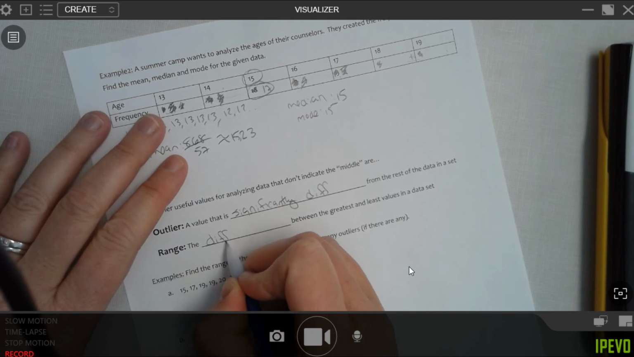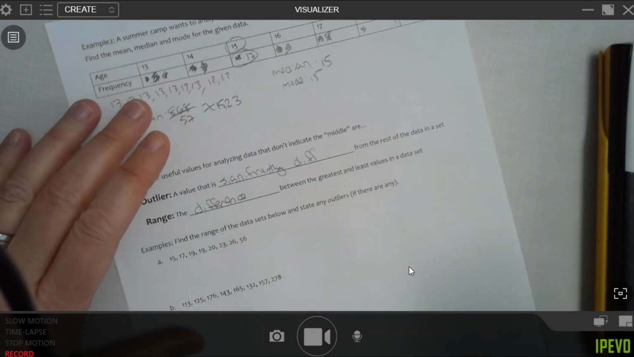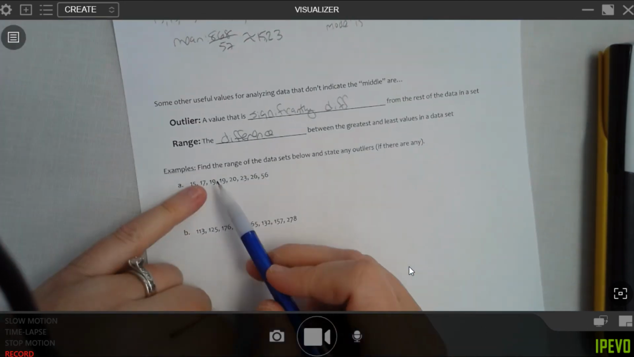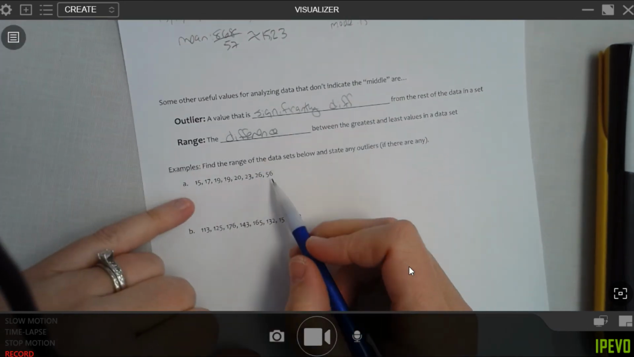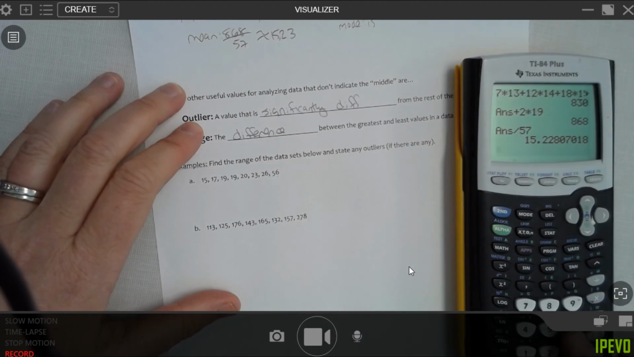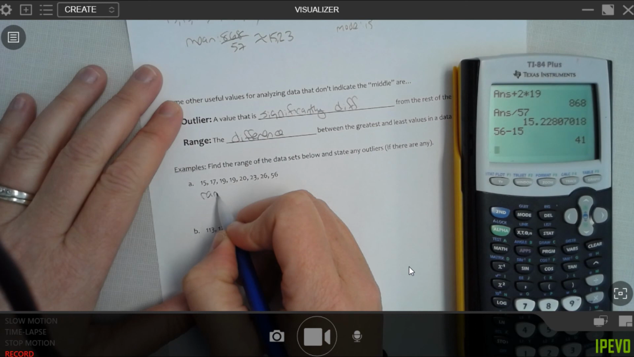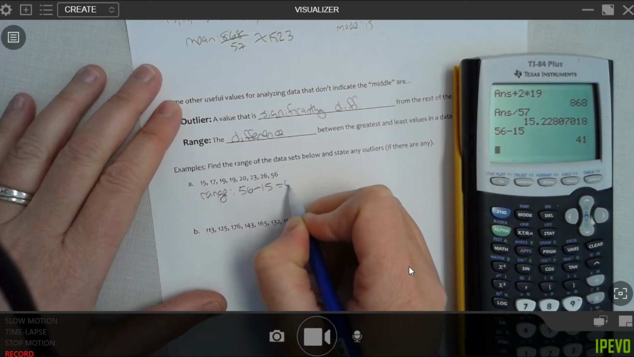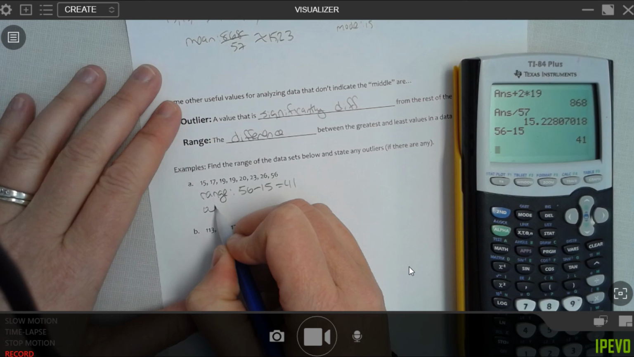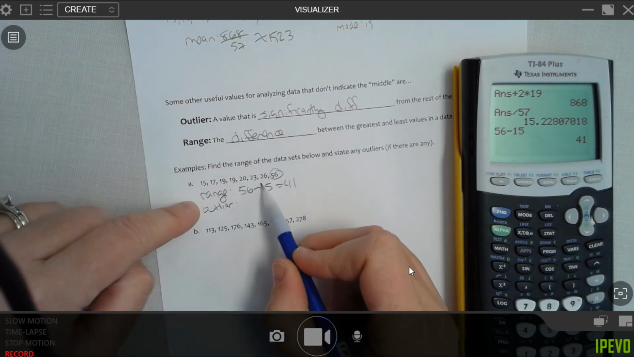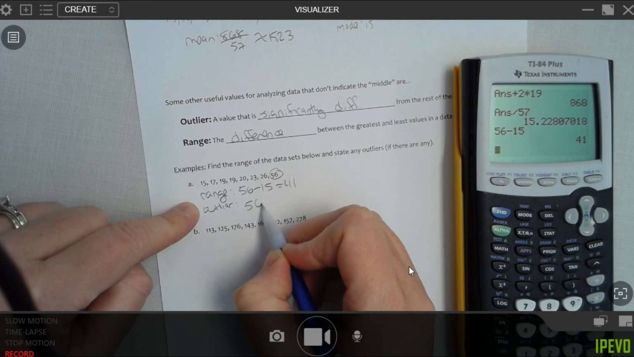And a range is the difference between the values. So we would subtract. So if they want the range of the whole data set, you would just do highest number minus lowest number. So if you're going to find the range, you would just do your highest minus your lowest here. So 56 minus 15. So my range, we did 56 minus 15, and I got 41. And then outlier would be something that's extremely far out. So this 56 is way further away than everything else. So your outlier would be 56.